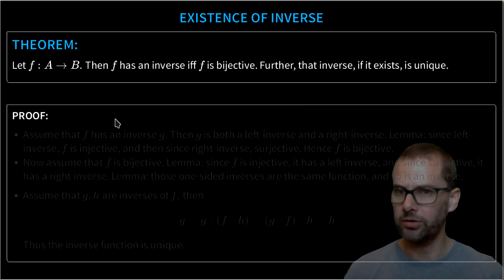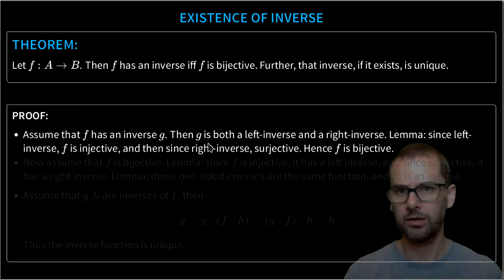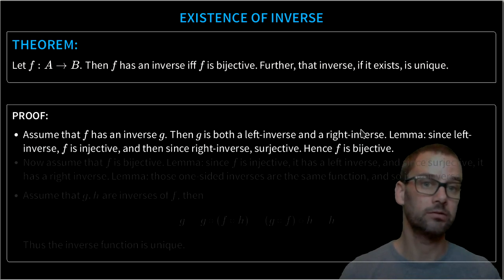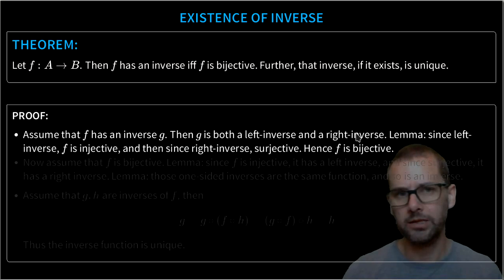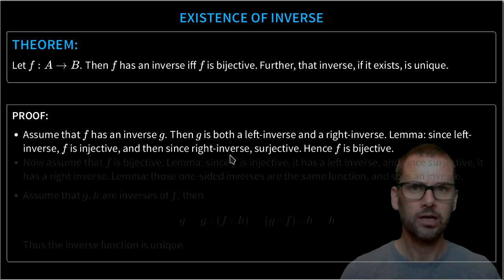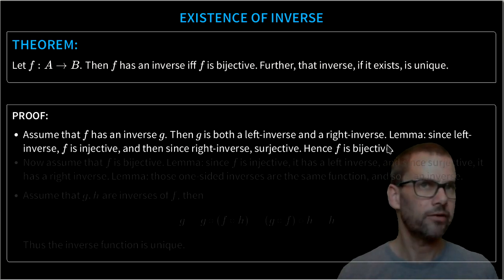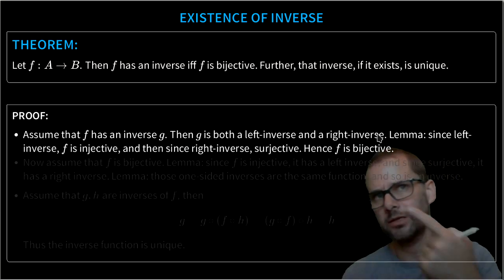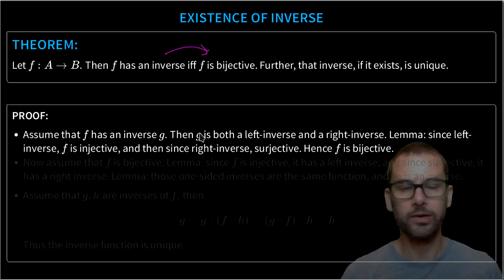So let's assume, it's actually three things to prove here. Let's assume that f has an inverse g, so we're going this way. Since g is both a left inverse and a right inverse, we can use one of the lemmas we just proved a couple of slides ago: since it's a left inverse, f is injective, and since it's a right inverse, f is surjective, and so f has to be bijective. Okay, so that's proving the forward implication. I should draw a double arrow there.